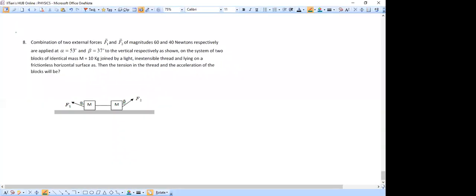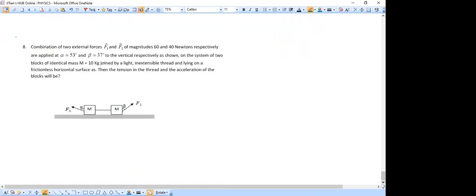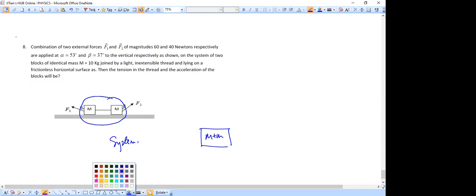Okay, so let's understand here what is happening. What you can do here to begin with is understand this whole thing as a system. On that system, which is m plus m, the horizontal forces acting, if you see, from this side, this component of this, will become F2 sine beta.